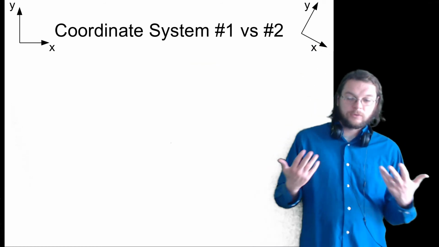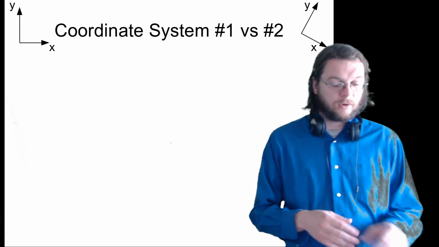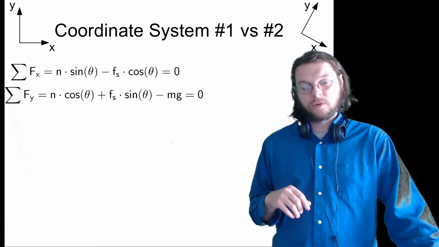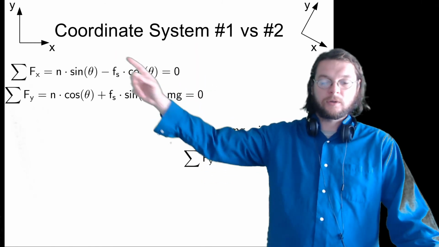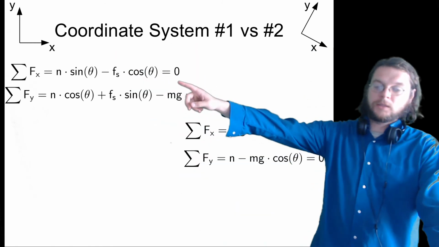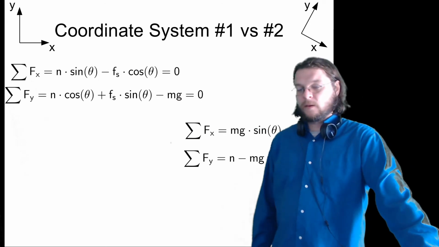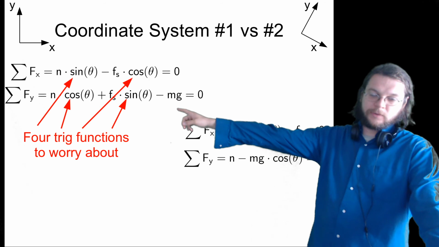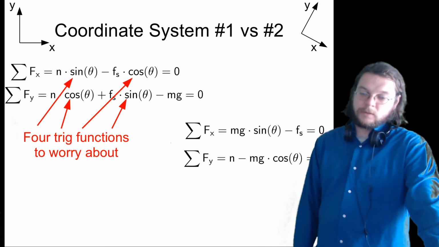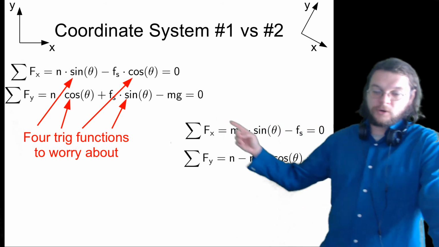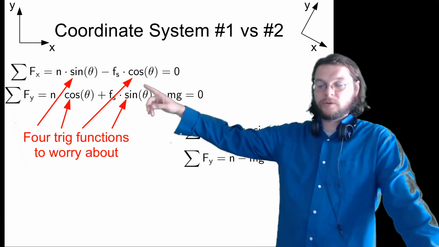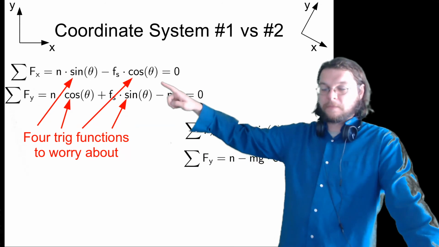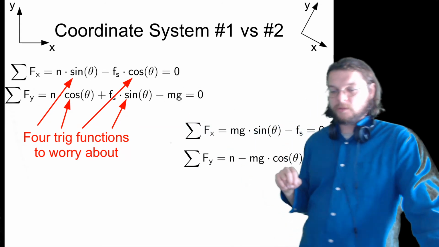But let's review what we've done so far. And let's review what the equations look like depending on whether you do coordinate system 1, the untilted, or coordinate system 2, the tilted. So this is the untilted coordinate system, and for my money, there's 4 trig functions to worry about. And actually there's a version of this lecture that I made where I screwed up one of the trig functions. I had to redo the whole lecture because I messed it up. So that does not make life any easier.